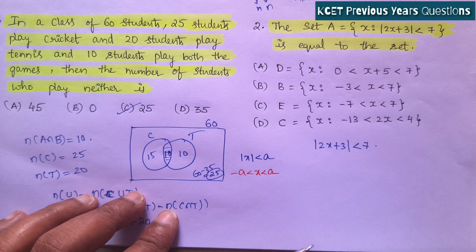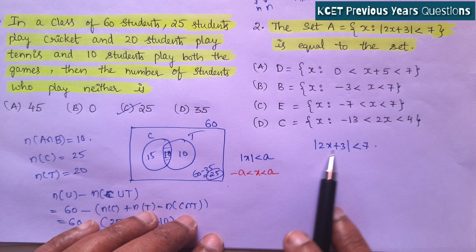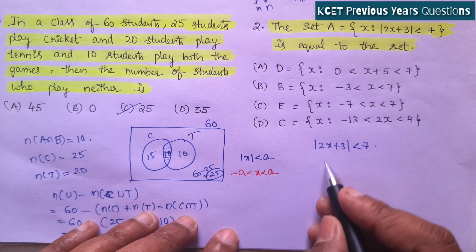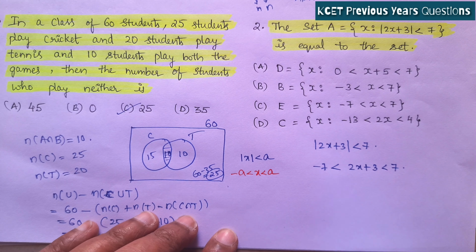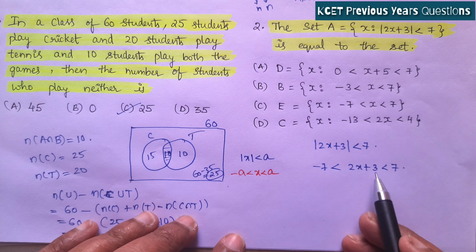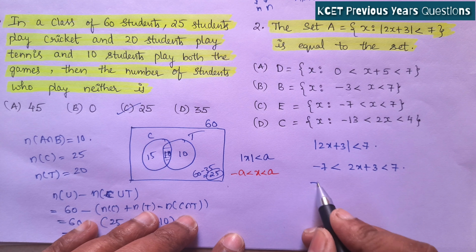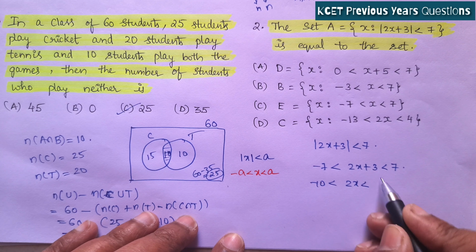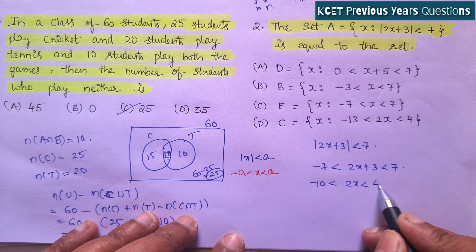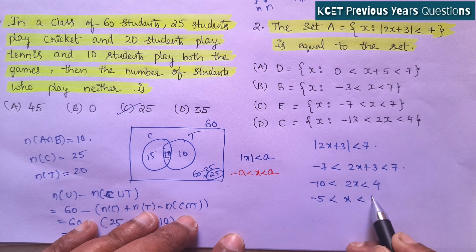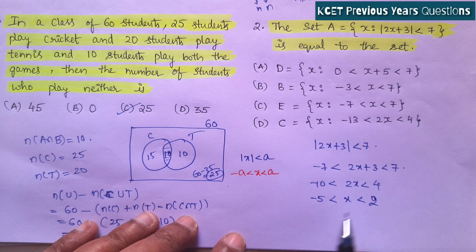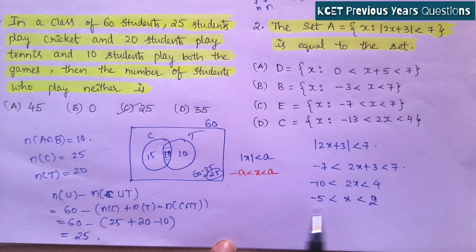This we get in linear inequalities. So similarly, mod 2x plus 3 less than 7, we can write as minus 7 less than 2x plus 3 less than 7. Now we have to send this plus 3 to both sides. Plus 3 becomes minus 3: minus 7 minus 3 is minus 10, less than 2x less than 7 minus 3, which is 4. Now divide by 2 on all sides. Minus 10 by 2 is minus 5, less than x less than 2. To eliminate 2, divide all three parts by 2.